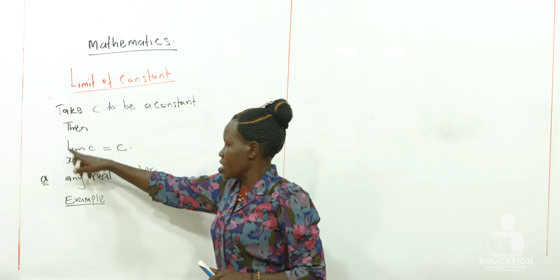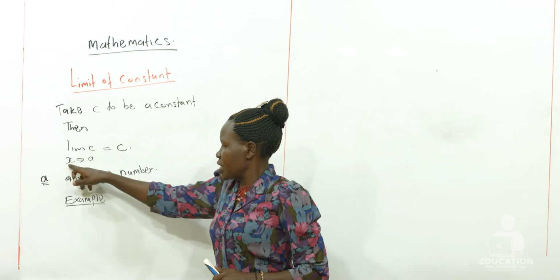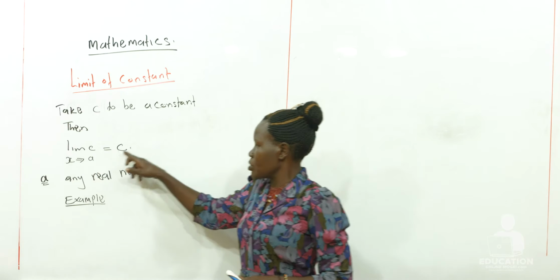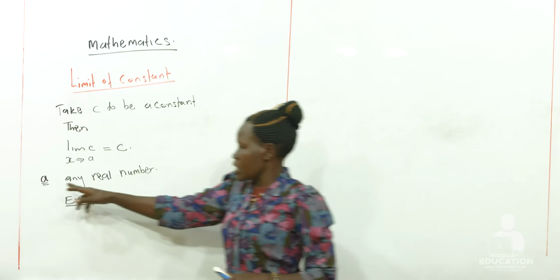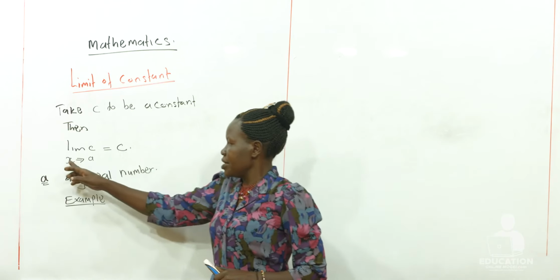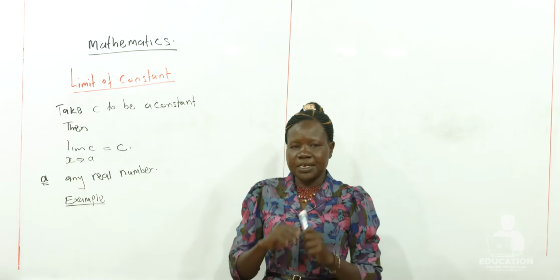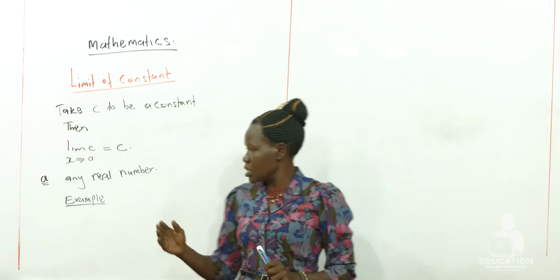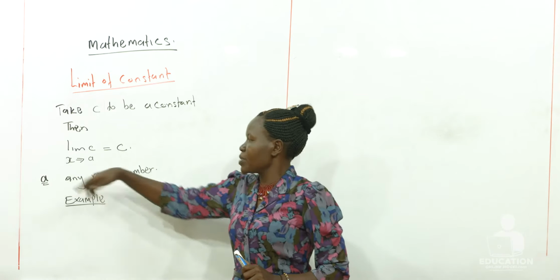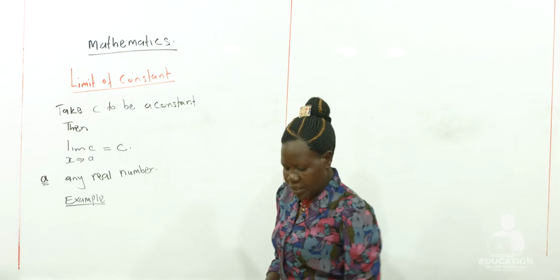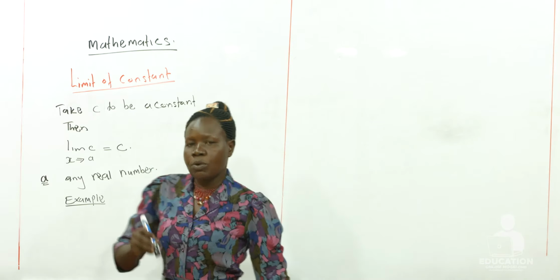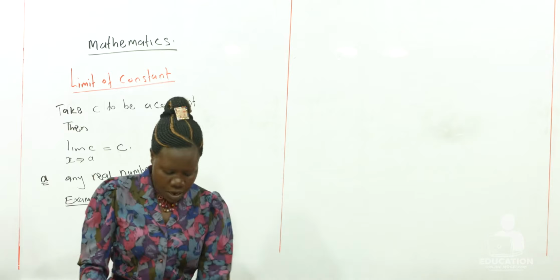So that's why we say lim C when x is approaching A equals C, taking A to be any constant. A can be any real number like 1, 2, or 3. No matter what number x is approaching, the outcome will still be that very constant.